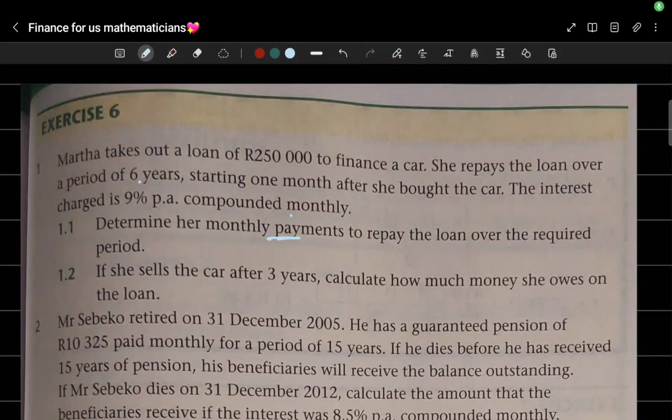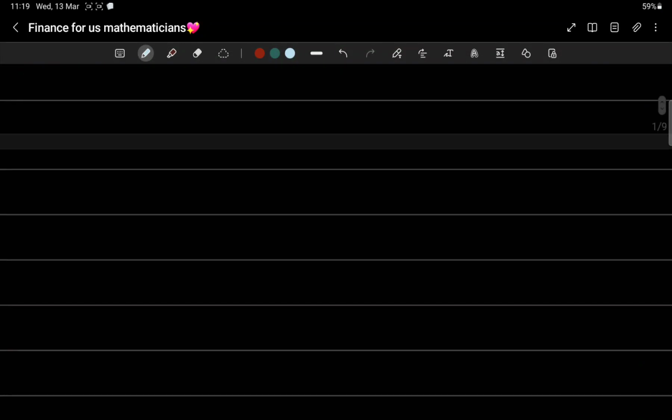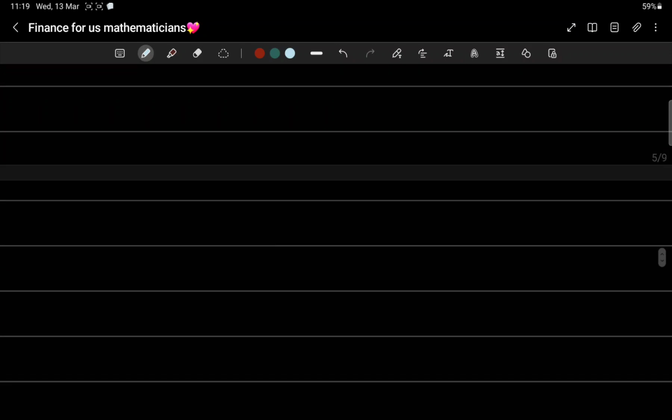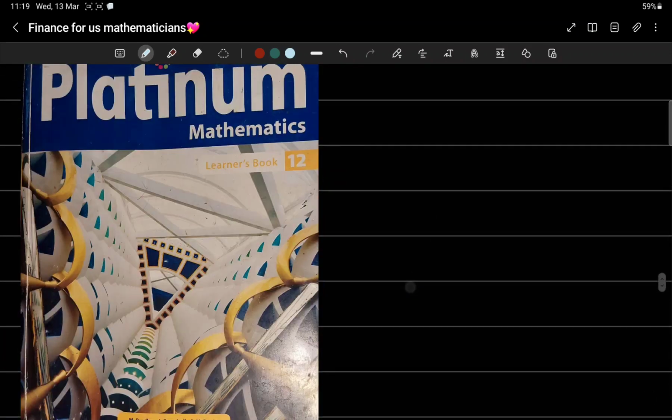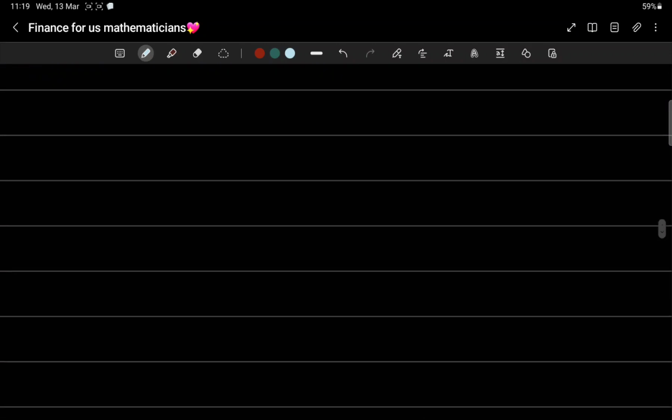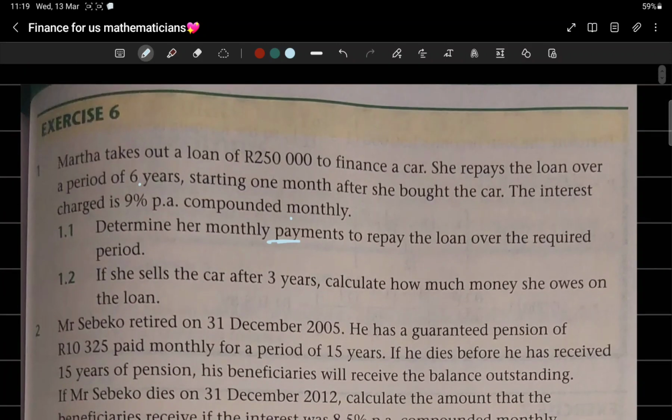We want exercise 6 in this textbook. There is the textbook. Yeah, on page 72, I think.